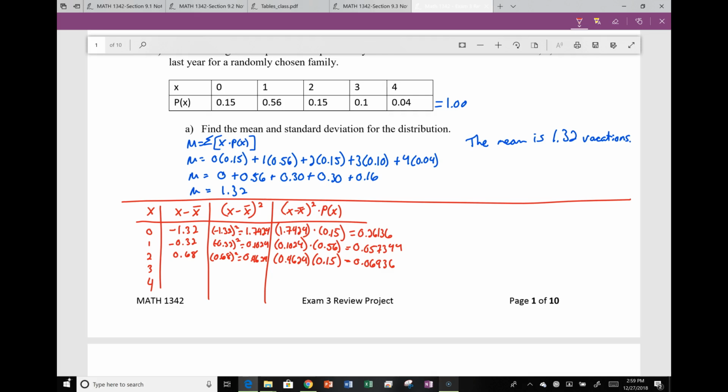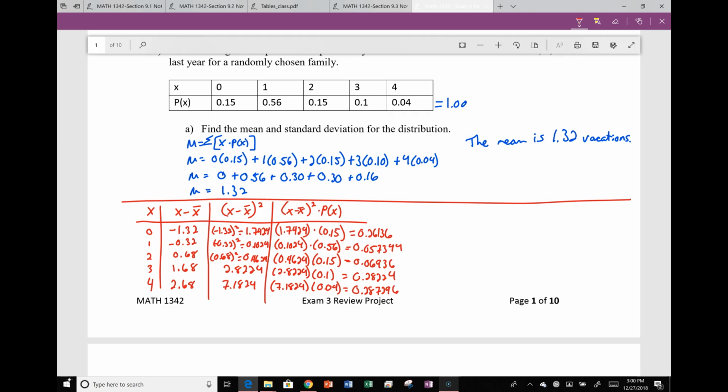3 minus 1.32 is going to give me 1.68. 1.68 squared is going to be 2.8224. 2.8224 times the probability of 3, which is 0.1, is going to be 0.28224. 4 minus 1.32 is 2.68. 2.68 squared is going to be 7.1824. 7.1824 times its probability of 0.04 is going to equal 0.287296.